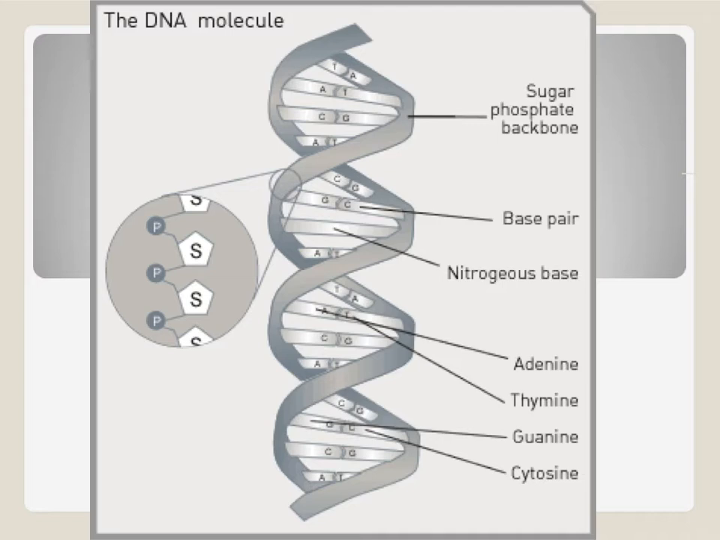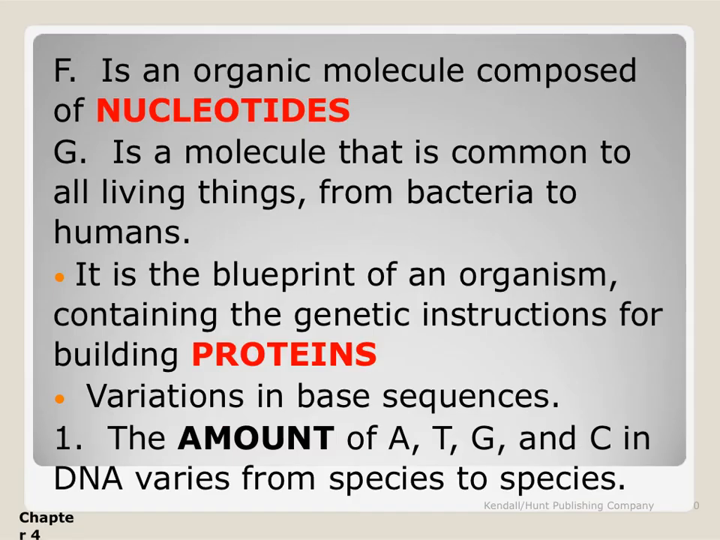So here's just another picture of the sugar phosphate backbone over here. They've zoomed in on it, and it's showing you your base pairs, and you'll have a hydrogen bond between there. So again, DNA is made up of nucleotides. If you recall, nucleotides are the monomer of DNA, or nucleic acids.